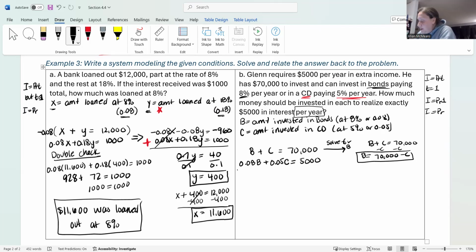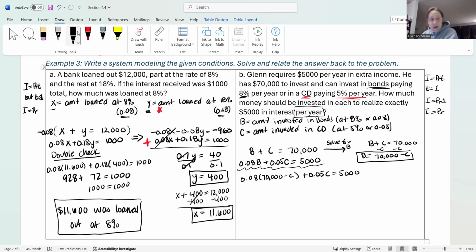So let's just rewrite the system so that we don't get confused. So the system is now going to be 0.08 times B, but what is B? Remember, B is 70,000 minus C, plus 0.05 C equals 5,000. So we've rewritten this system. We've converted it to an equation in just one variable that we can definitely solve.